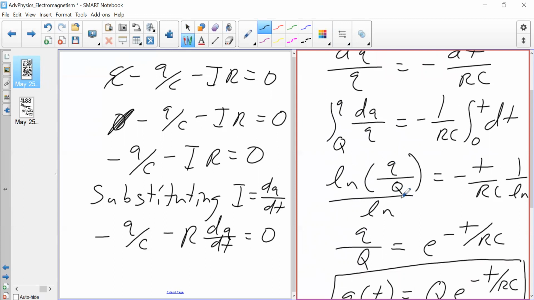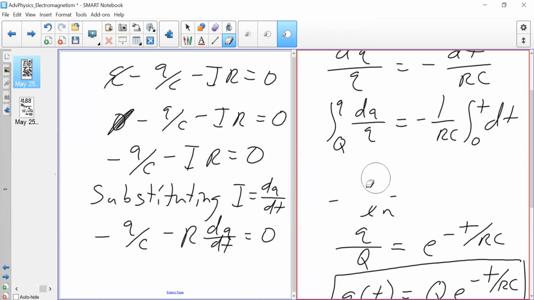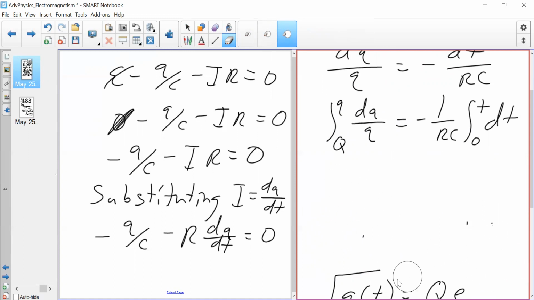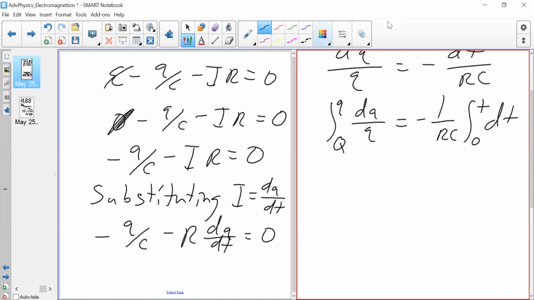And then I'm going to erase this bit. I'll eventually come back to it. I want to clean this up. Okay. And there we are. So this is going to be natural log of the function q, limits large q to small q. So when we do that, then that's going to be equal to negative t over RC.